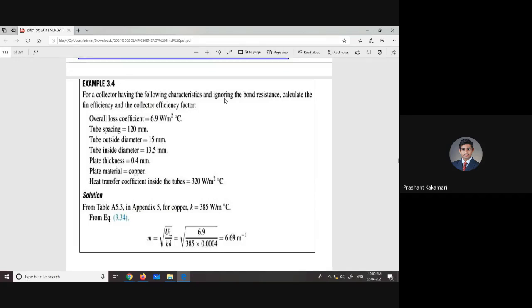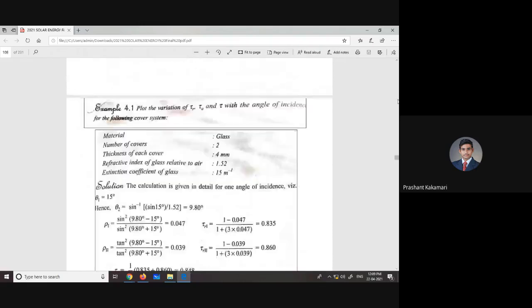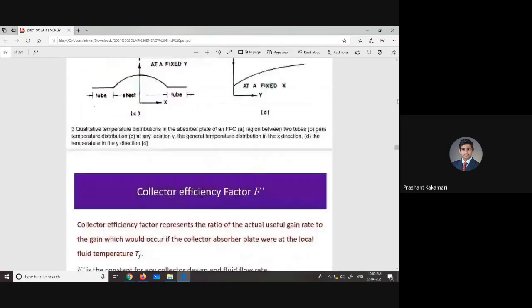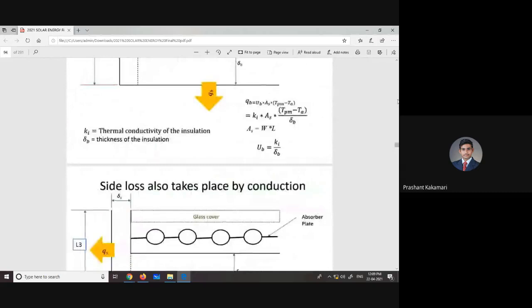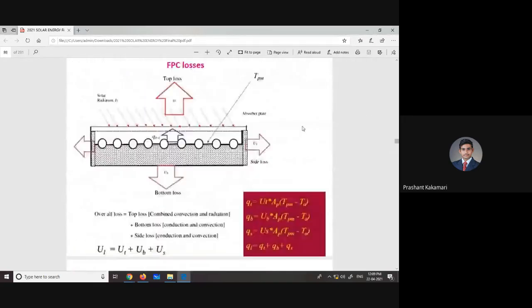Then the question is, calculate the fin efficiency and collector efficiency factor. The question comes: where is this fin word coming from in the problem? So coming back to the concept, if you see the flat plate collector and tube, between that heat losses, I can recall these equations.